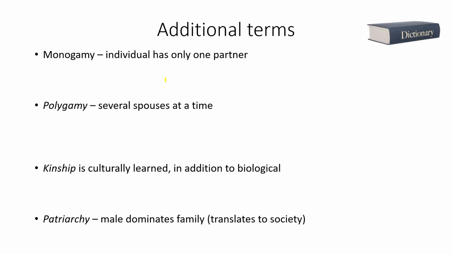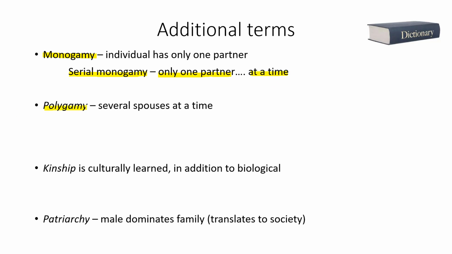Some other terms that we would need to know: monogamy, that's where the individual has only one partner. In the case of marriage, obviously marrying only one person. In the modern world, since we do have a divorce rate that's probably around 45%, serial monogamy is another way to explain this, that we only have one partner at a time.